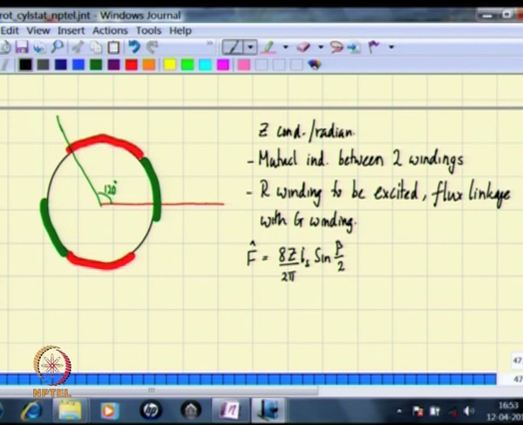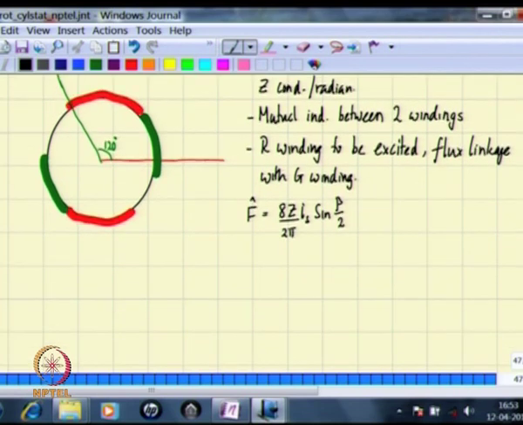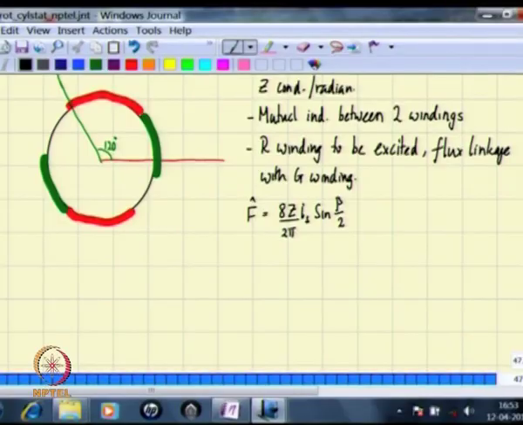This we know. Now, what we want to do is to find out the flux linkage with the G phase. If you remember how we did the derivation for self inductance, we took an elementary coil in the winding in which we want to find out the self inductance, found the flux linkage there, and then we did another integration. So, we will follow the same approach.